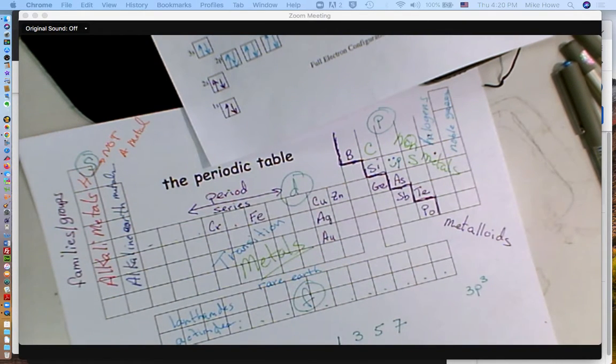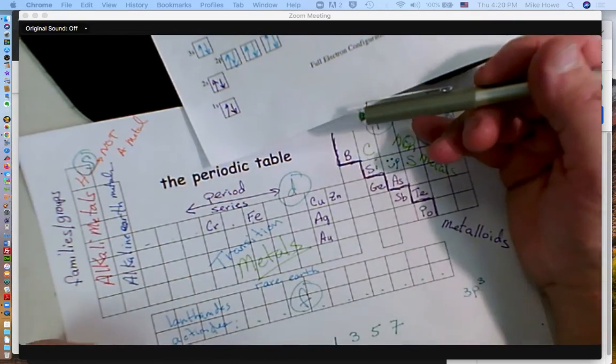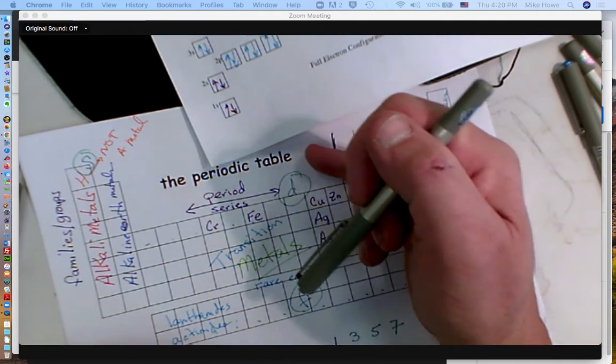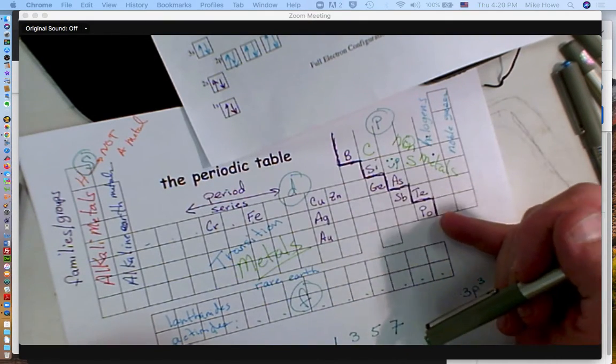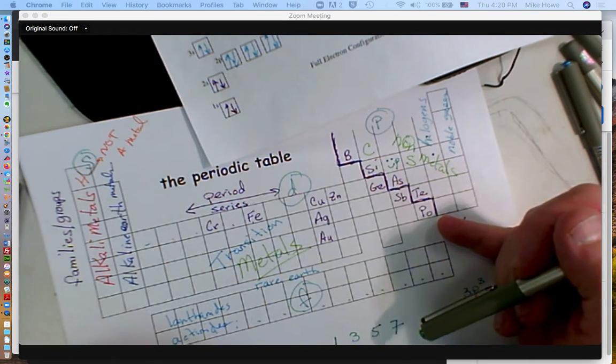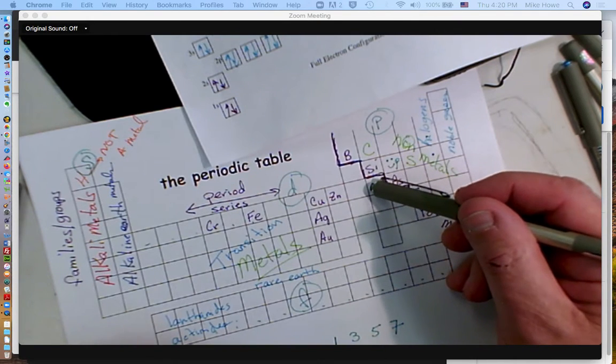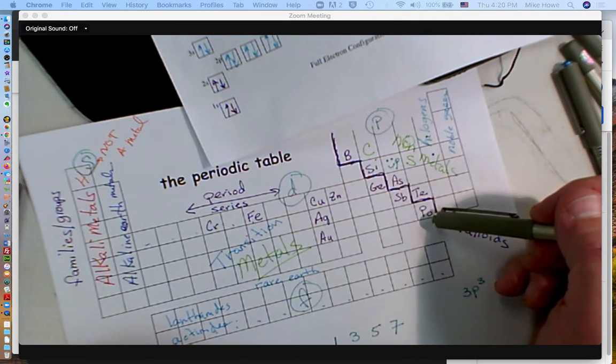Okay, so my goal is to give you a little bit of overview of terms that we use when we talk about particular areas on the periodic table. We've talked about metals being on the left, nonmetals being on the right. Metalloids are the dividing line. Metalloids act like metals, but they also act like nonmetals. They have properties of both. The one further to the right would be more nonmetallic. The one further to the left would be more metallic, but they still have both characteristics.